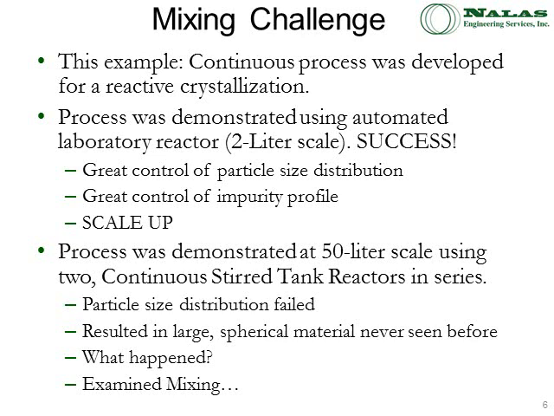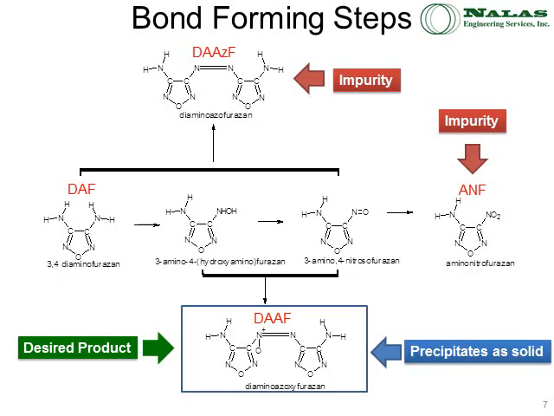And so the first thing that we wanted to look at was mixing. This is an overview of the chemistry that's involved to get to the eventual product. Our desired product is at the bottom, the diamino-azoxyfurazan. It's an explosive molecule. It's being developed for the insensitive munitions program, meaning that this material, when compared to other explosives that are out there, is less sensitive to impact, friction, electrostatic discharge, and also shock sensitivity.